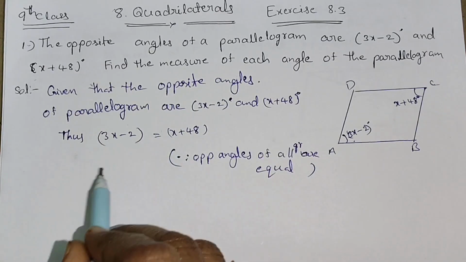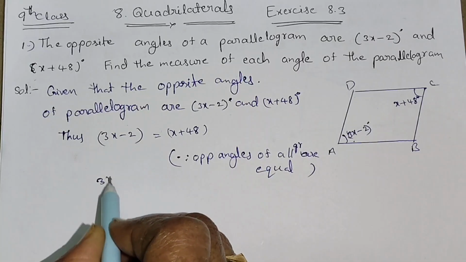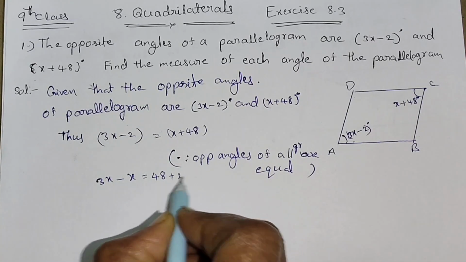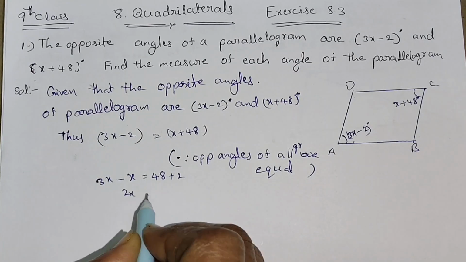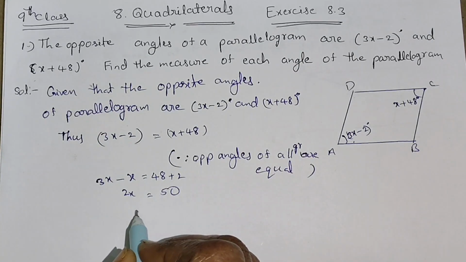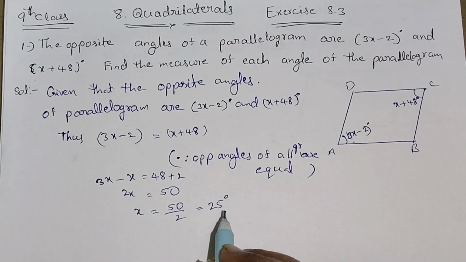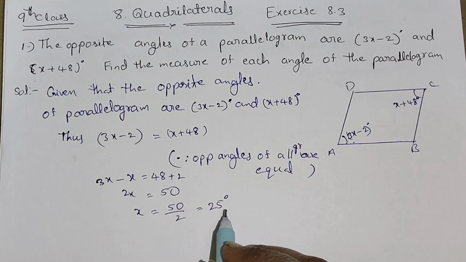We write the x terms on the left side. Here 3x minus x equal to 48 plus 2. So 2x equal to 50, x equal to 50 by 2, that equals 25 degrees. x equal to 25 degrees.